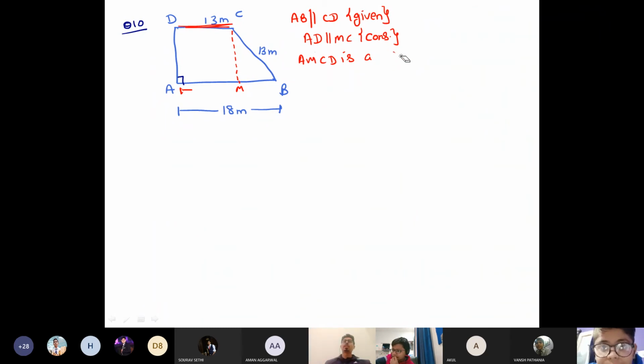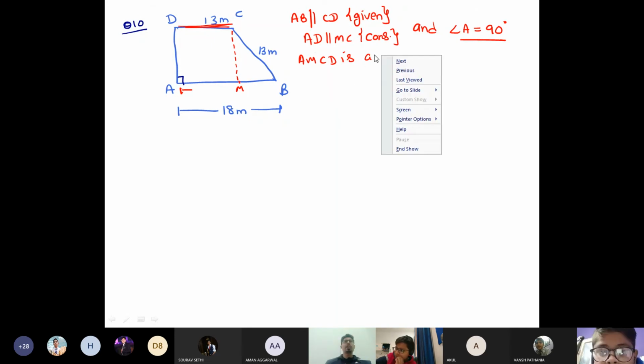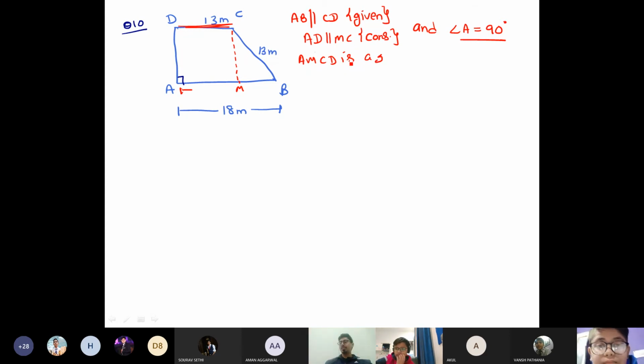One more thing, angle A is 90 degree also. Just 1 minute. And angle A is 90 degree now. So AMCD is a square now? No, it will be a rectangle. It will be a rectangle.